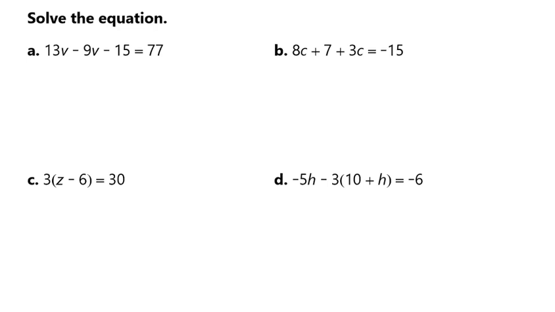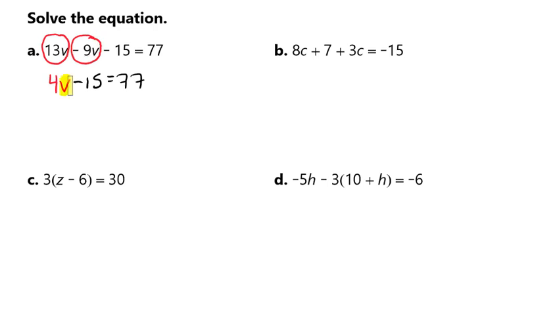In this video, we're going to go through how to solve a multi-step equation. So if we take a look here at our first example, we have 13v minus 9v minus 15 equals 77. So we're going to combine our 13v and our negative 9v, and that's going to give us a 4v minus 15 equals 77.